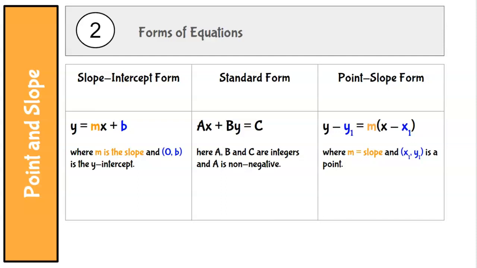We've already talked about slope-intercept form in a previous video. That is y equals mx plus b, where m is the slope and (0, b) is the y-intercept. We also have standard form, which is ax plus by equals c, where a, b, and c are integers and a is non-negative. There really isn't any importance to the a, b, and c, like m is the slope and b is the y-intercept. That's not really the case here for standard form, but it is a really useful form for finding x and y-intercepts, and also a lot of word problems are set up this way. But this is the standard form of a linear equation.